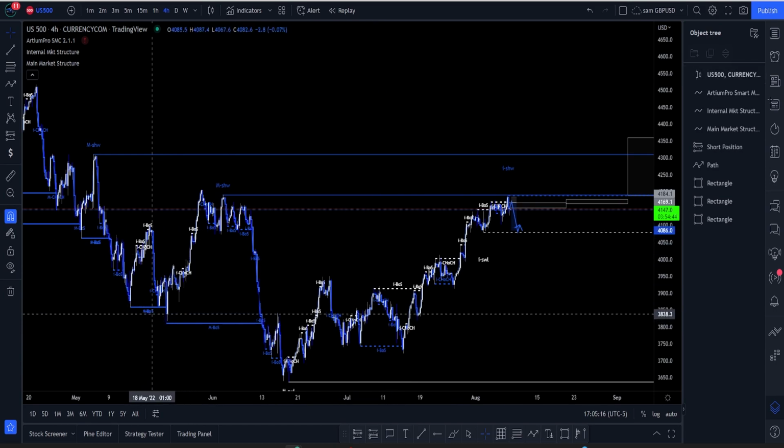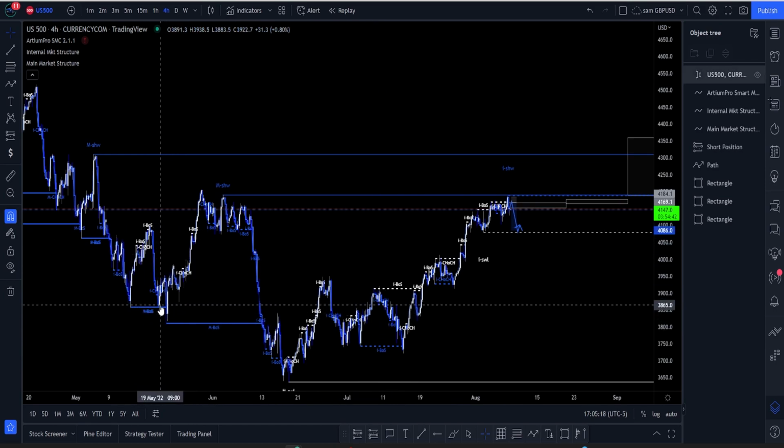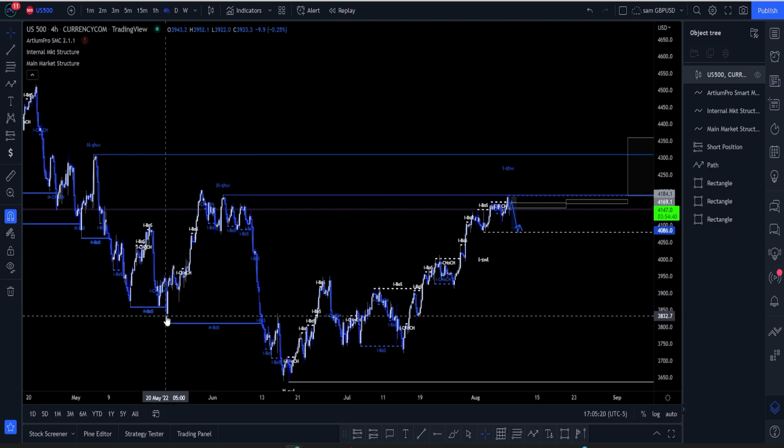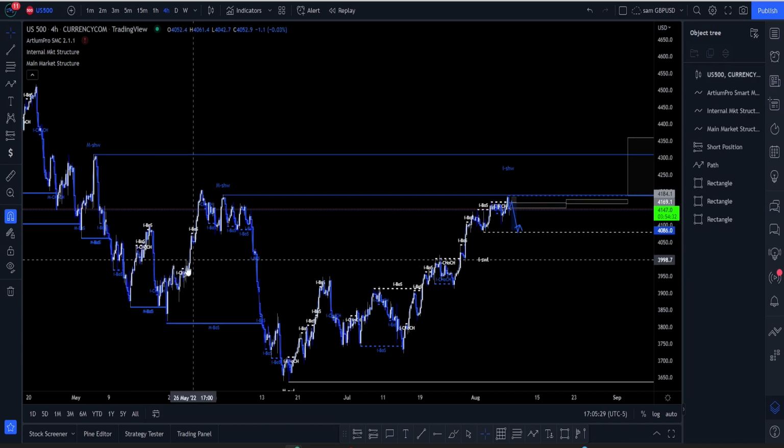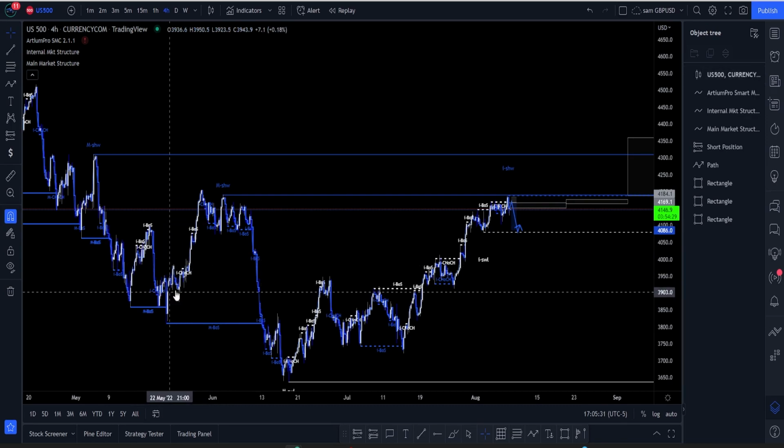What did it do here? It did the exact same thing. You had a low, low, took your buy stops out, grabbed this sell side liquidity, and then it reversed in the opposite direction fairly quickly. Buying momentum, buying momentum.